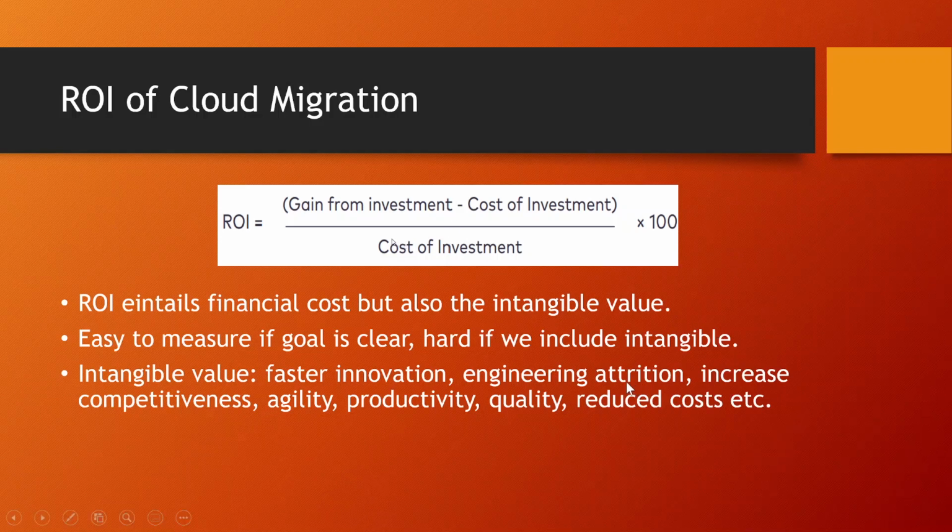Then engineering attrition. Engineers always want to work with the best and newest technology, and they are not that motivated to work when there's a lot of upkeep and infrastructure problems and downtime. So this is definitely going to help in keeping them happy and satisfied and working on the newest technology. Increasing competitiveness: obviously, you are able to produce higher quality and faster services and products using AWS, so this is going to reflect on your competitiveness in the market.